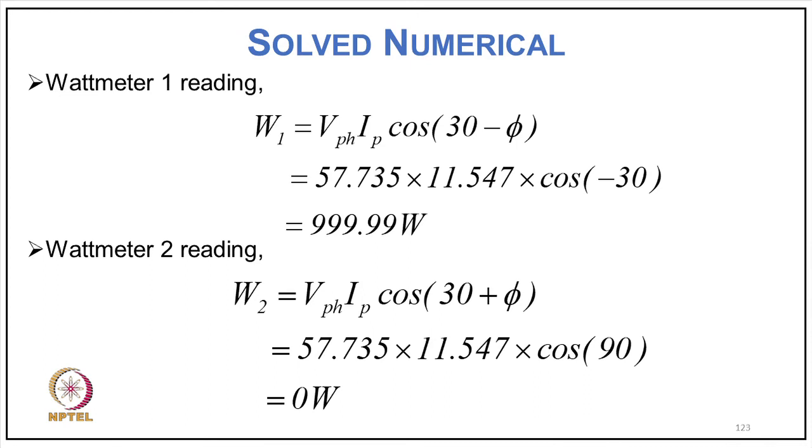Now, wattmeter 1 reading will be W1 equals V phase I phase cos(30 minus phi). So that is 57.735 into 11.547 into cos(minus 30). So it comes to 999.99 watt. And wattmeter 2 reading W2 is V phase I phase cos(30 plus phi), that will be 57.735 into 11.547 into cos 90, that is 0 watt.